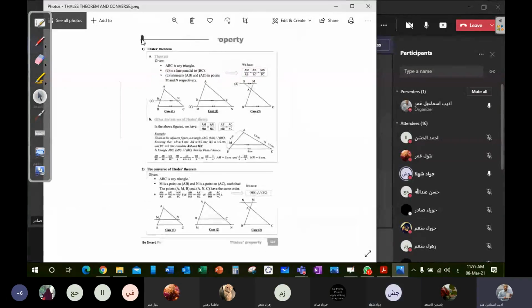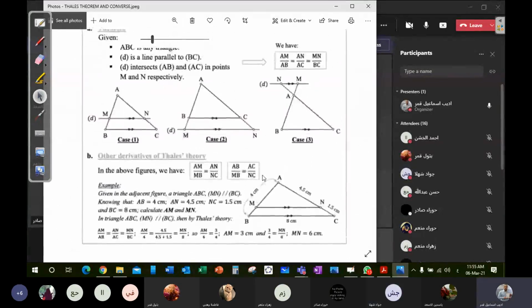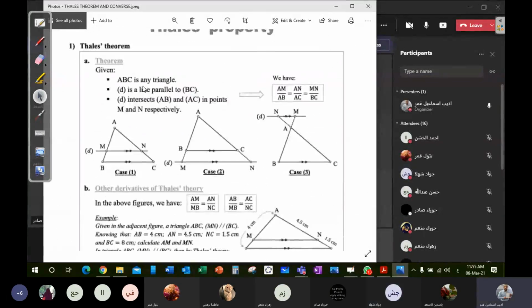First, as we have said, the Thales theorem: if ABC is any triangle, D is a line parallel to BC, D intersects AB and AC in points M and N respectively, then we have, in case 1, if the line is passing through the segments AB and AC, AM over AB equal AN over AC equal MN over BC. We are starting from A. These 4 segments of the first 2 ratios start from A.